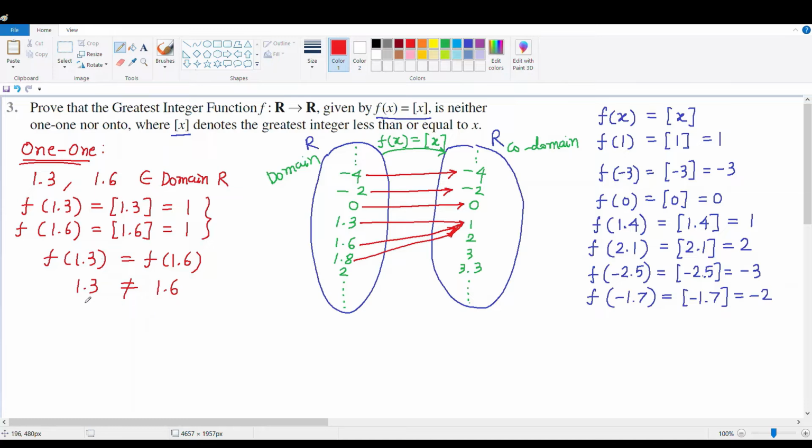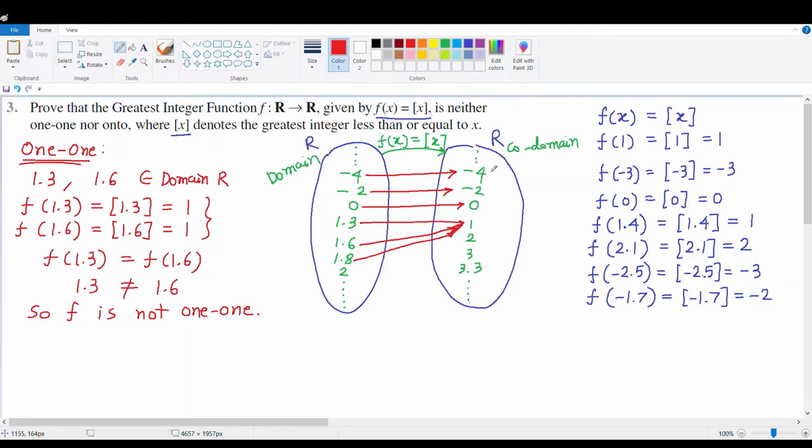Since 1.3 and 1.6 are different numbers and still they both have the same output, it means the function f is not 1-1. That means the function f is not injective, but we don't need to use that word for now. So f is not 1-1, and the reason is that we can find the counterexample in here. Right, now we are going to check for onto function.